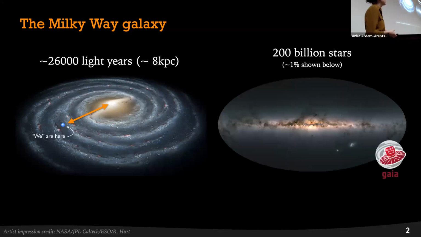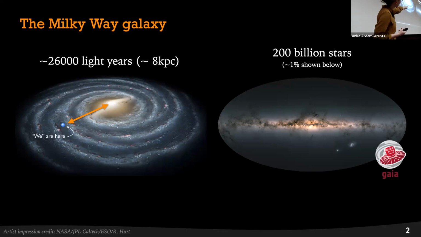So the Milky Way is a galaxy among many other galaxies. It has about 200 billion stars in it. The sun is one of them. And here in this map, about 1% of the stars in the Milky Way are shown, as observed with the Gaia space mission.